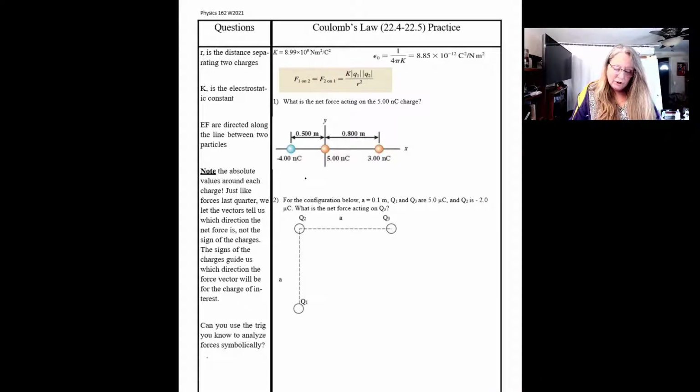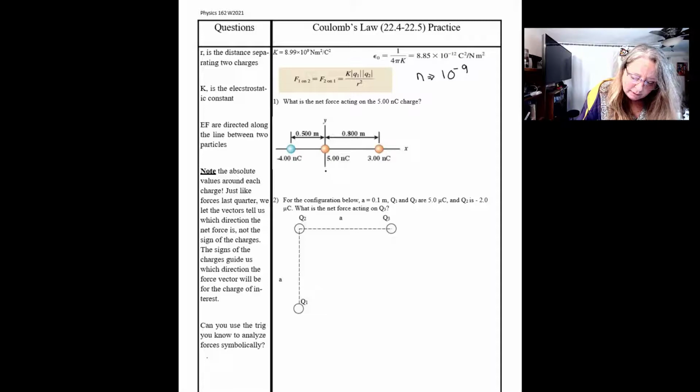So we have 3 charges in a line, and we want to know what the net force is on the 5 nanocoulomb, that small n. Just to remind you, little n is 10 to the negative 9 coulombs. Okay, so pause it and come back, and we will solve the first example.